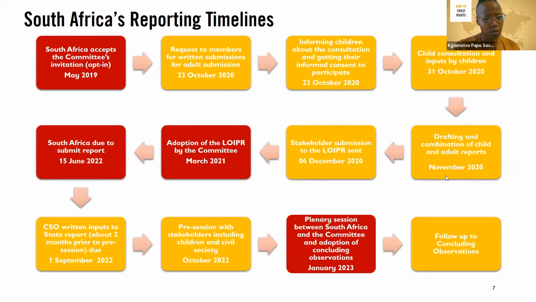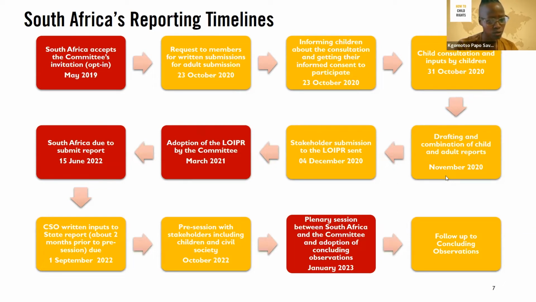The committee adopted the list of issues prior to reporting. And maybe the milestone to that was that the children's asks were received 100%. They were prioritized. So 100% of the issues that the children requested were taken into consideration. South Africa is now due to report on the 15th of June 2022. They've already started preparing. I'm sure the CSOs will do the written inputs.